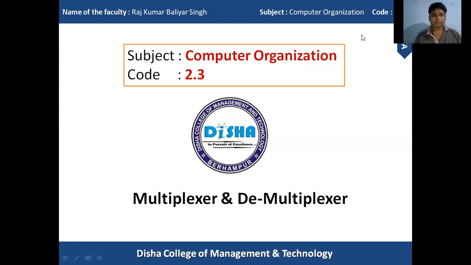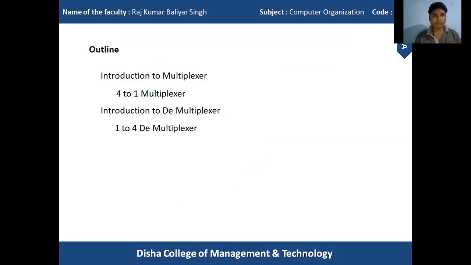Hello students, today we'll discuss multiplexer and demultiplexer. The multiplexer and demultiplexer is part of your subject, that is computer organization. In this subject, we will see the introduction of multiplexer as well as 4 to 1 multiplexer. It is one type of multiplexer, and we also discuss the demultiplexer and 1 to 4 demultiplexer.